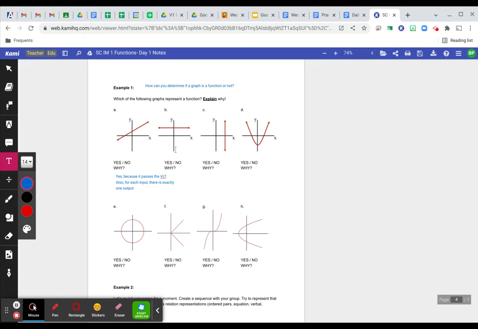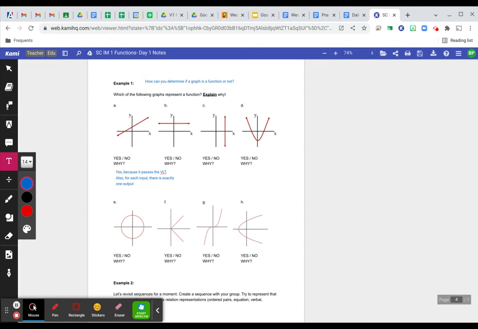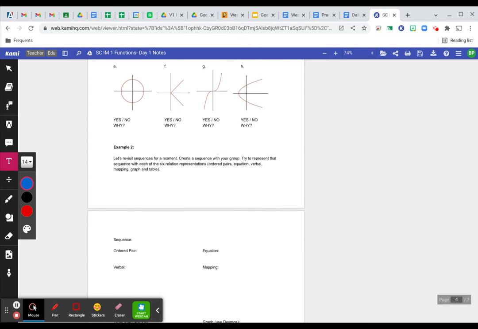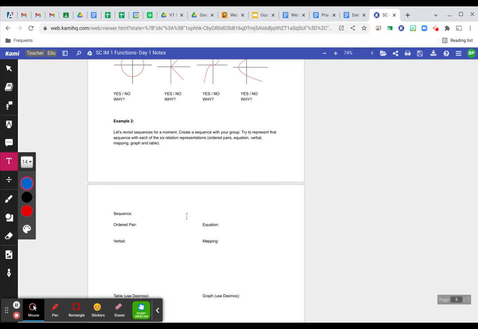So in order for something to be a function, it has to have one output for each input. E would not be a function. F would not be a function, G would be a function, H would not be a function, and all for those same reasons, okay? Now for number 2, we created a sequence in class, okay?